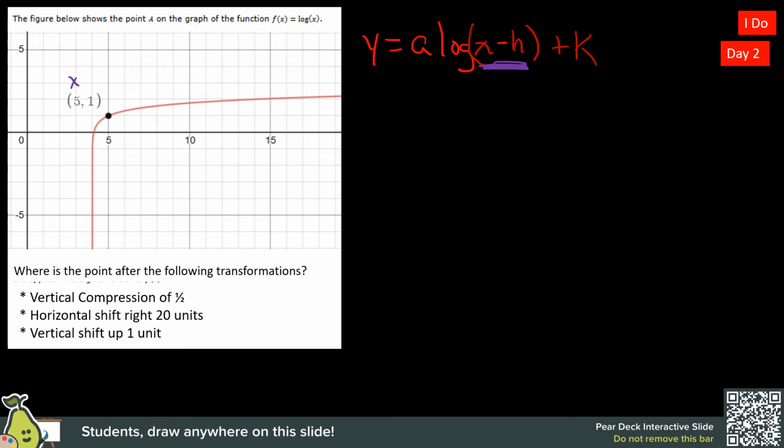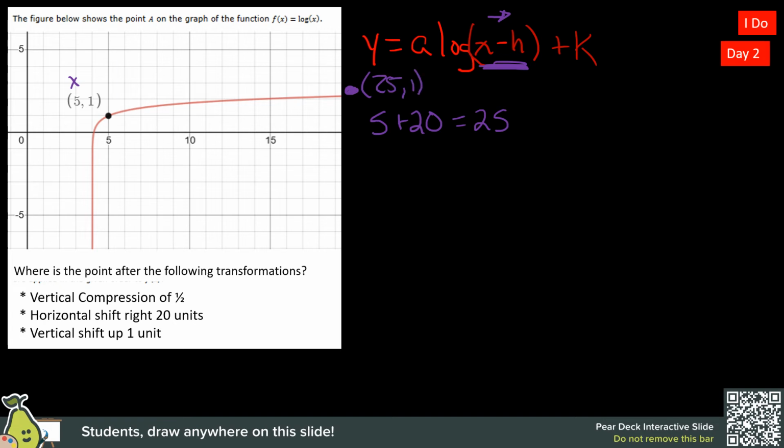Vertical compression, well that's A. No, we don't do that yet. Horizontal shift of 20 units. Horizontal means left to right, so we're going to be moving right 20 units. If I'm at 5 and I go right 20 units, 5 plus 20 is 25. So my point is somewhere out here at 25, 1.